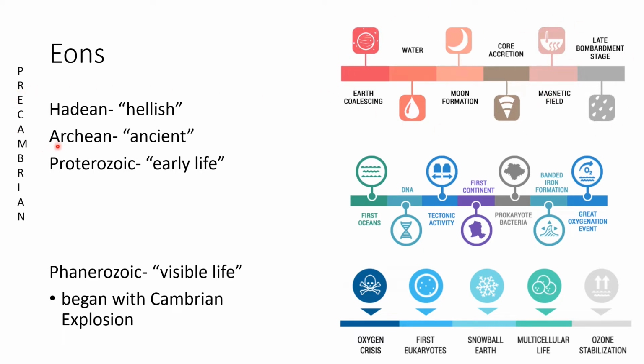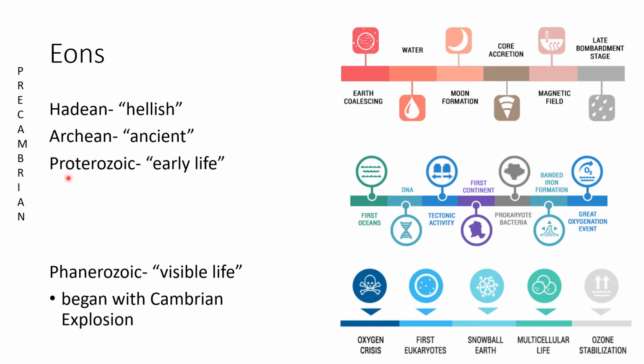The next eon is called the Archean eon, and Archean pretty much just means ancient. Here's what was going on in the Archean eon. The ocean started to form because everything started to cool down. Plate tectonics were starting to happen because continents were forming. This important part here, the first prokaryote bacteria. This is the first time that life appeared on Earth. And then these prokaryotic bacteria were really good at photosynthesis, and so they started pumping out oxygen really fast.